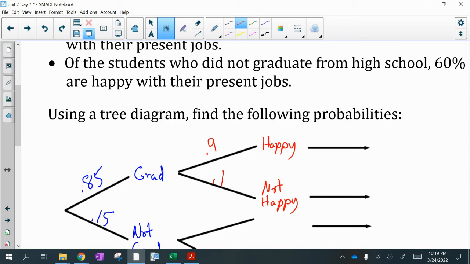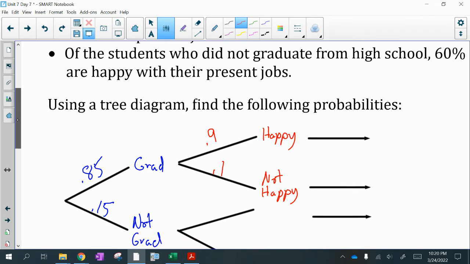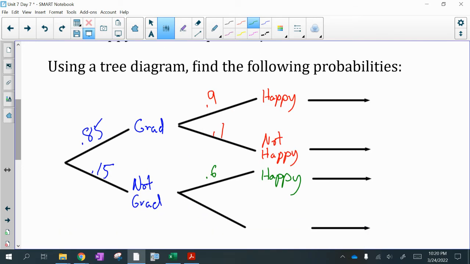Right? And I'm going to complete the tree diagram by saying of the students who did not graduate from high school, it says 60% are happy with their present job. So I've got 60% are happy. There's my happy, and there's 0.6, and this is not happy, and that's going to be 0.4.